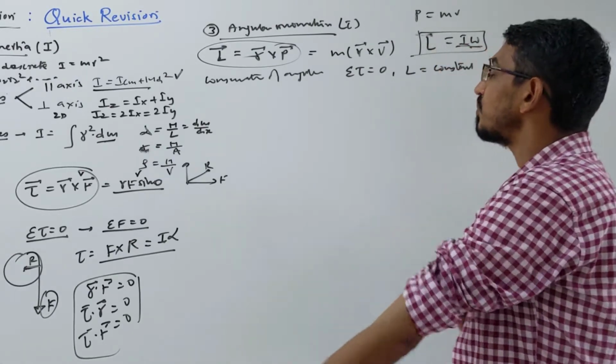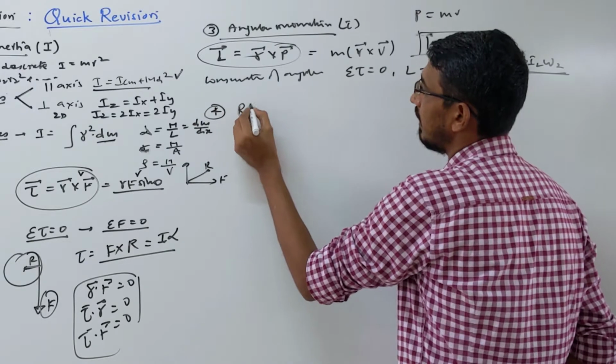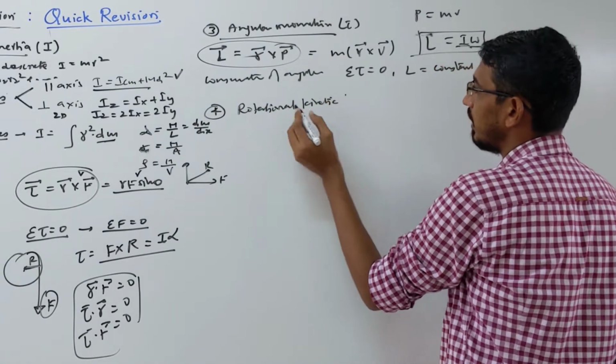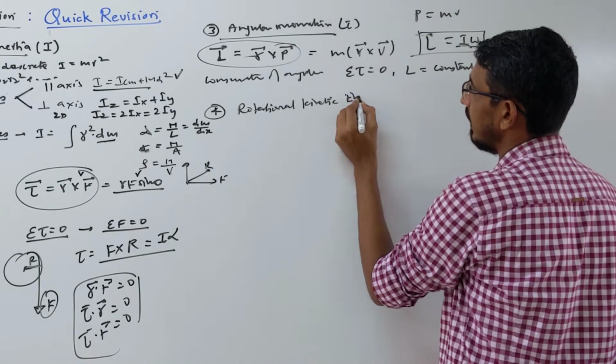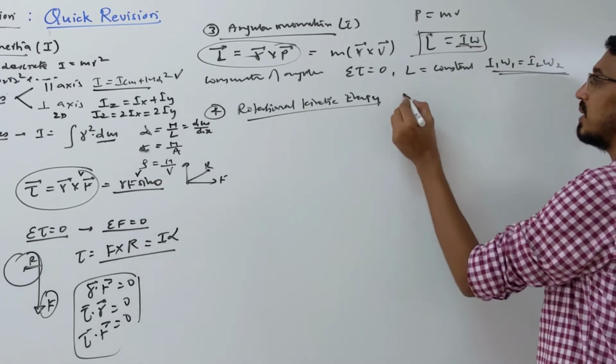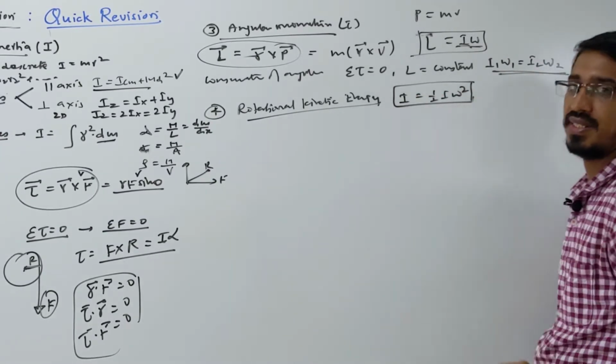Then the fourth topic you have learned is rotational kinetic energy. So when a body is rotating, it has rotational kinetic energy. So we have learned a simple formula: this becomes half I omega square. That's called your rotational kinetic energy.